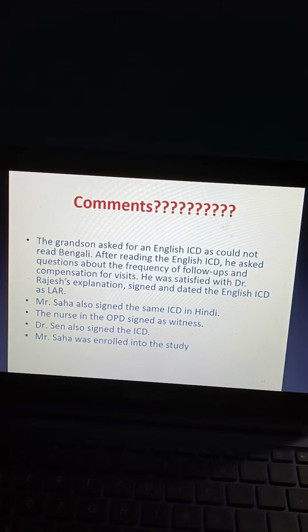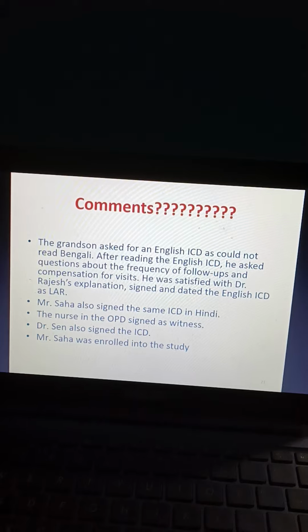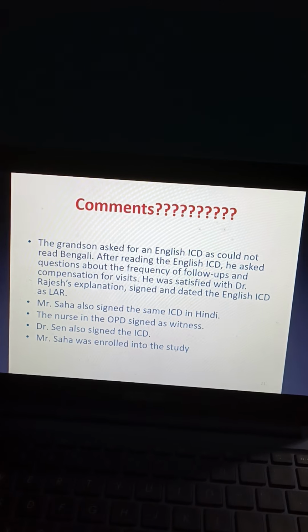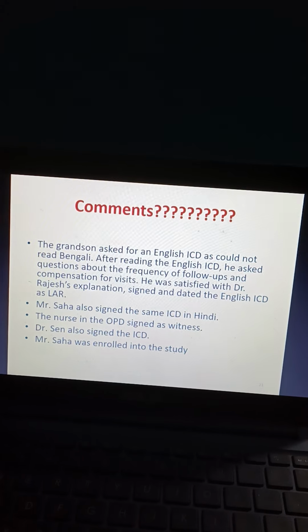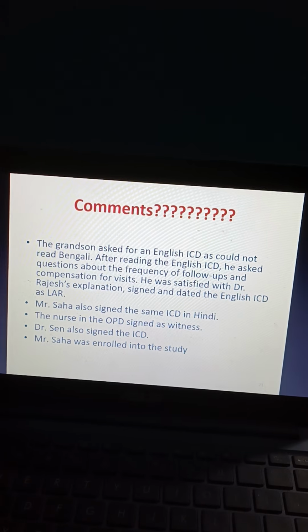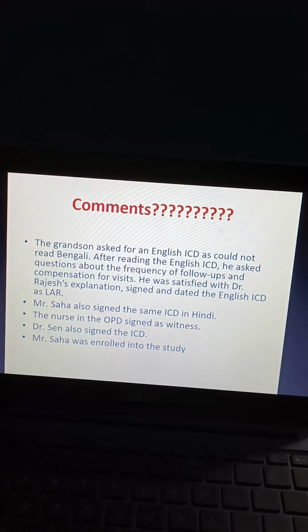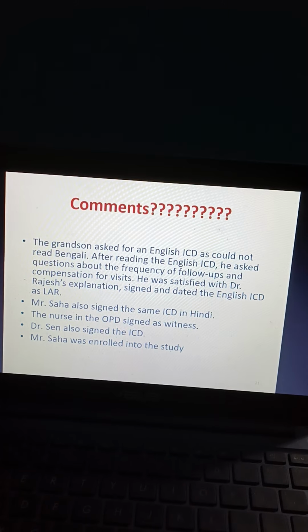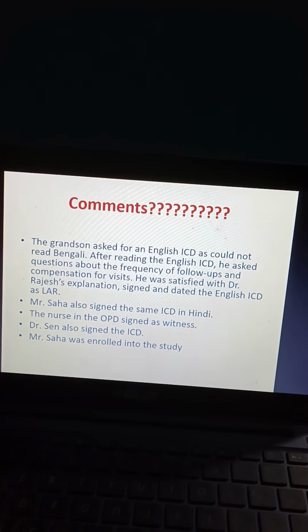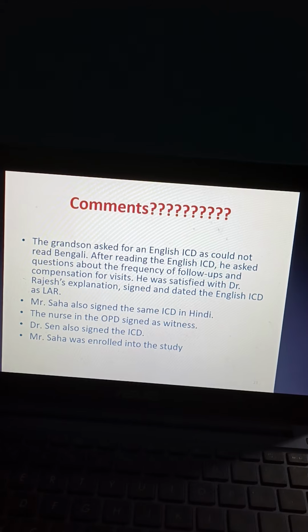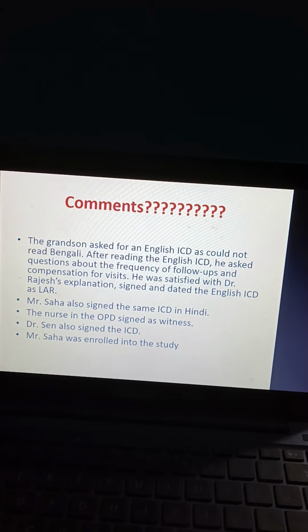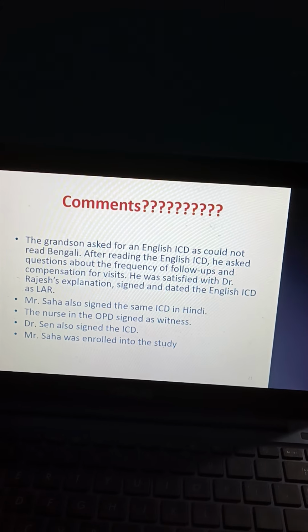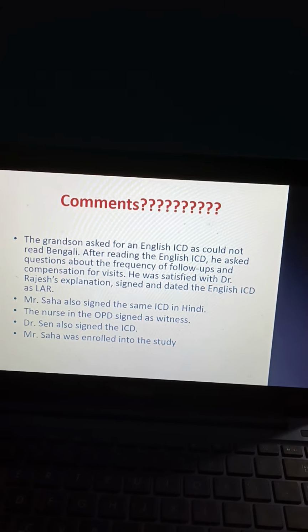So in this case, you can give your comment. In this case, the nurse in the OPD signed as witness. So it should not be, nurse cannot be a witness here. So correctly informed consent document to be signed and filled up according to GCP, good clinical practice.